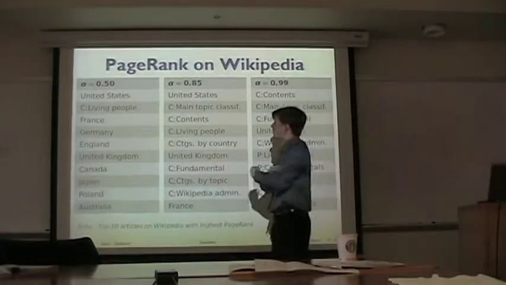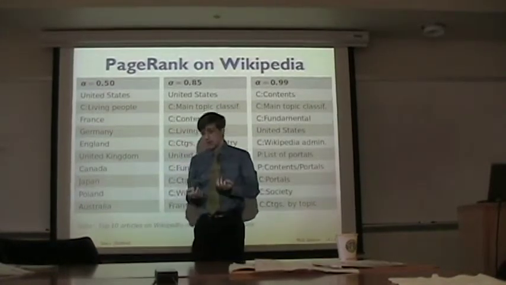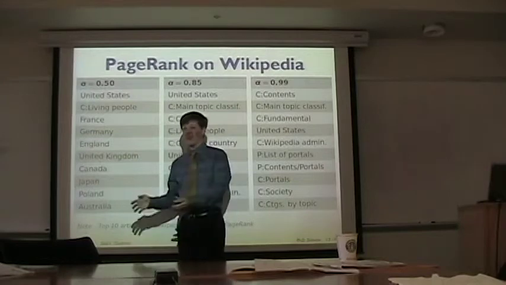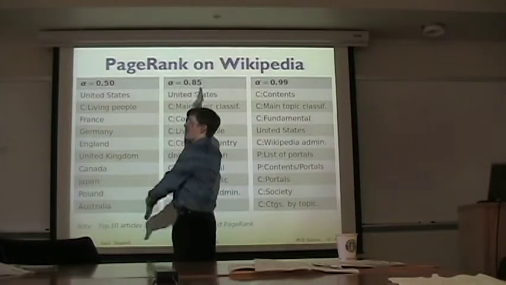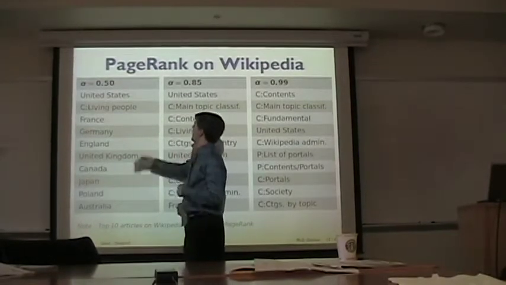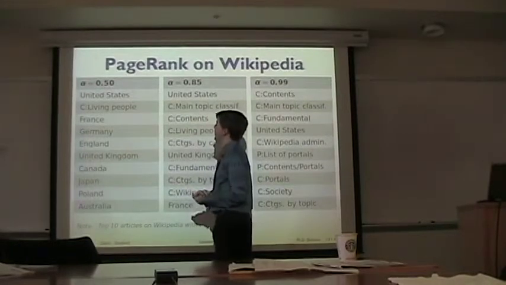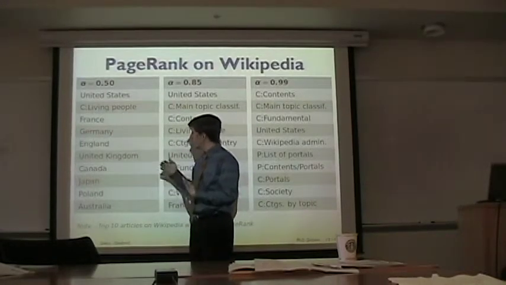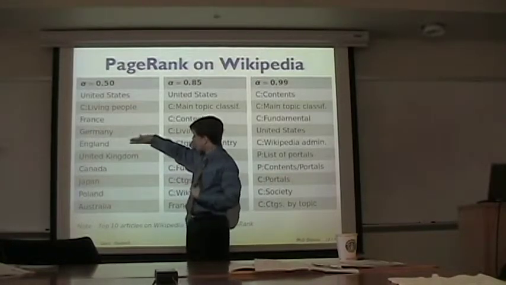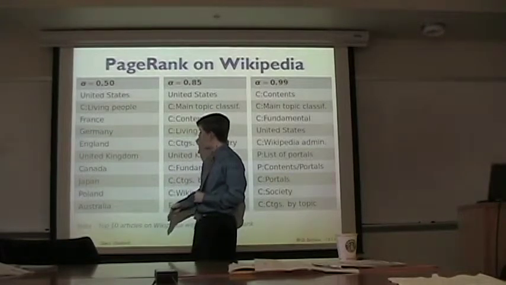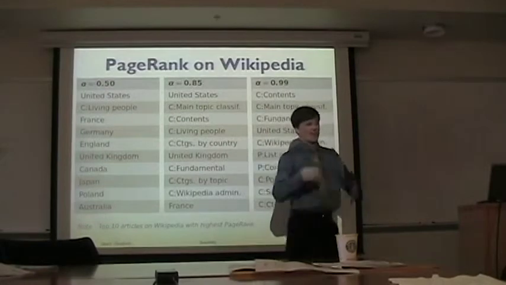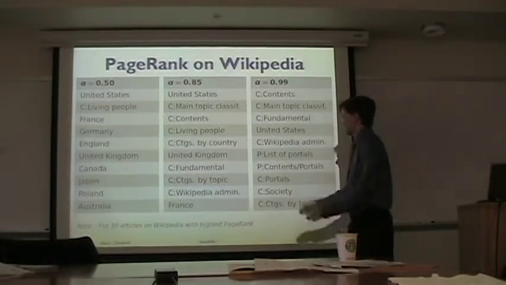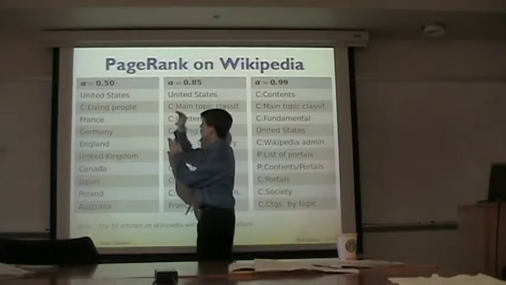And what we find is that when alpha is equal to 0.5, this means that you're following one link and then doing something random. In this case, random is just jumping to a page on Wikipedia completely at random. If you know Wikipedia, they've got the randomize button on the side, so you can actually simulate this process in Wikipedia itself. What you see is that a very reasonable topic is up on top there, the United States. The category of living people, so the C prefix means category, is the second page there. And we see France, Germany, England, the United Kingdom, Canada, Japan, Poland, and Australia. Now you might quibble over the order of some of these countries depending on your particular nationality, and I would certainly be in favor of that. However, I think we can say that countries appear to be what's important in Wikipedia at this particular value of alpha.